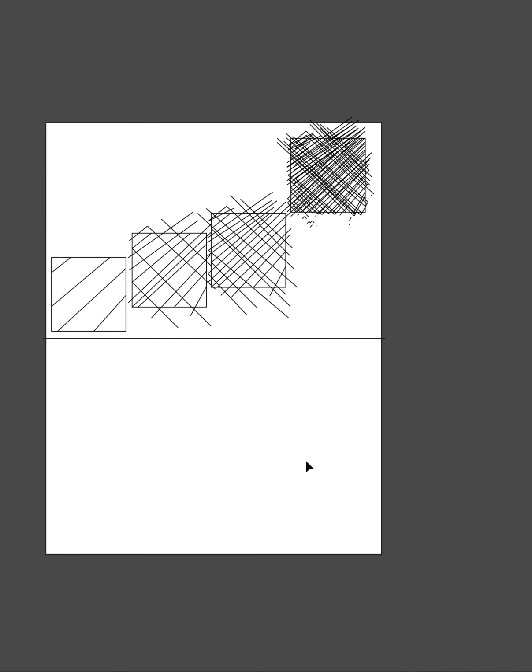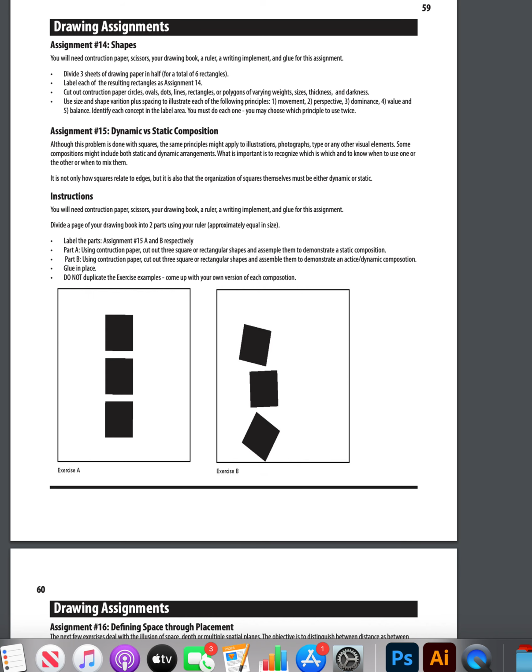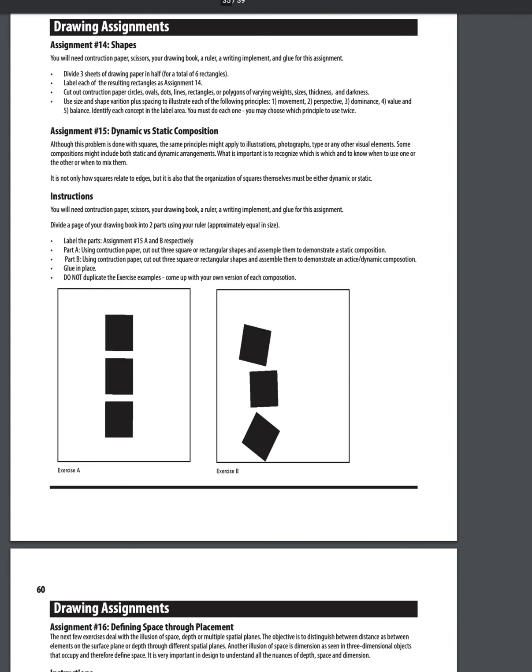Perspective is the next one. And if you look at the book, I'm actually going to pause the video and I'll restart with perspective.